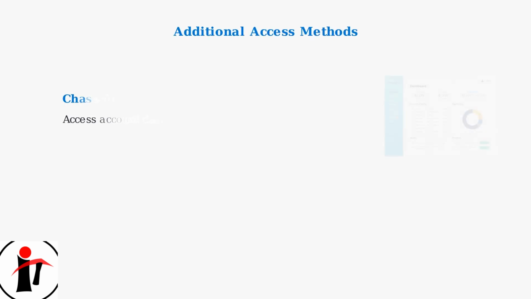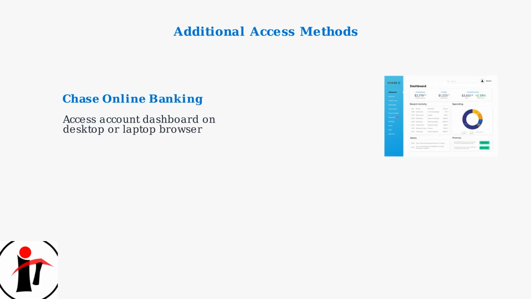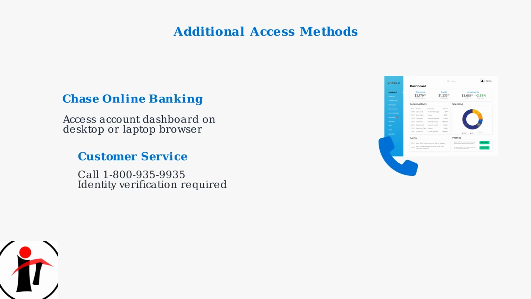Chase Online Banking provides full account access through your desktop or laptop browser. The dashboard displays all your account numbers and banking information in a secure, encrypted environment. Customer service representatives are available 24/7 at 1-800-935-9935. They can provide your account number after verifying your identity through security questions.